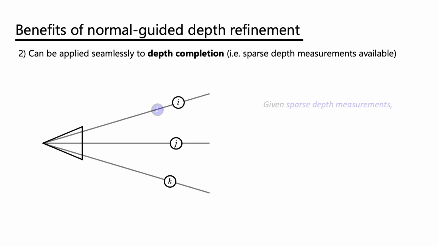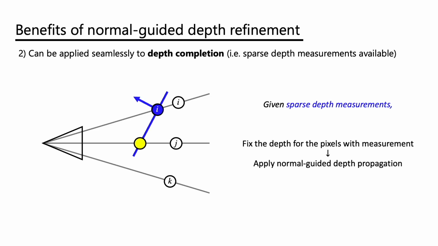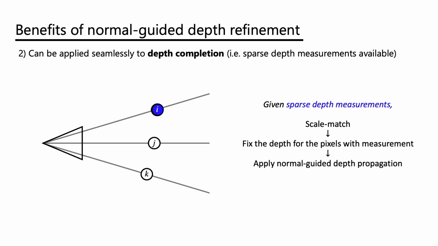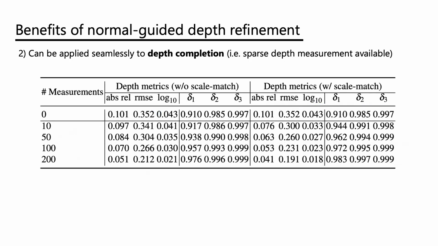Secondly, the proposed framework, which was trained only for depth estimation, can seamlessly be applied to depth completion, where sparse depth measurements are available. Given the measurements, we can simply fix the depths for the pixels with measurement and apply the normal guided depth propagation so that the information can be propagated to the other pixels. Alternatively, we can adjust the scale of the prediction based on the measurement before fixing the depth. For both scenarios, we could observe meaningful improvement in the accuracy, showing that IronDepth can also be used to tackle depth completion.